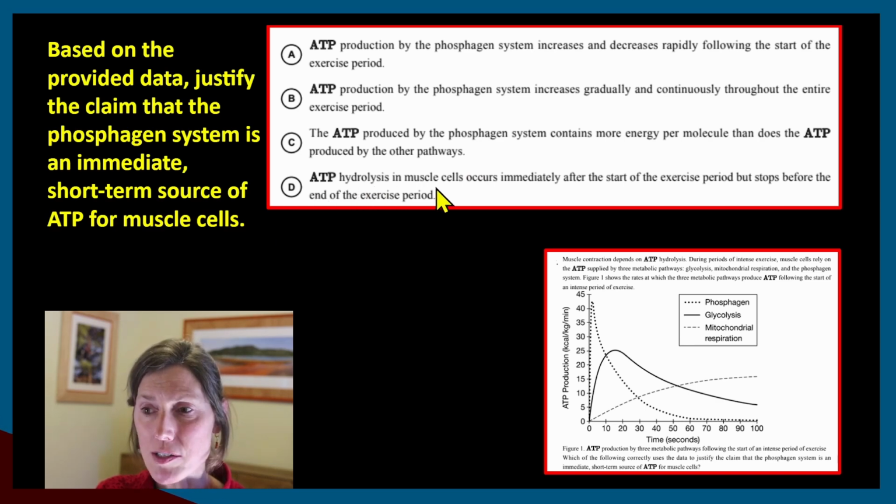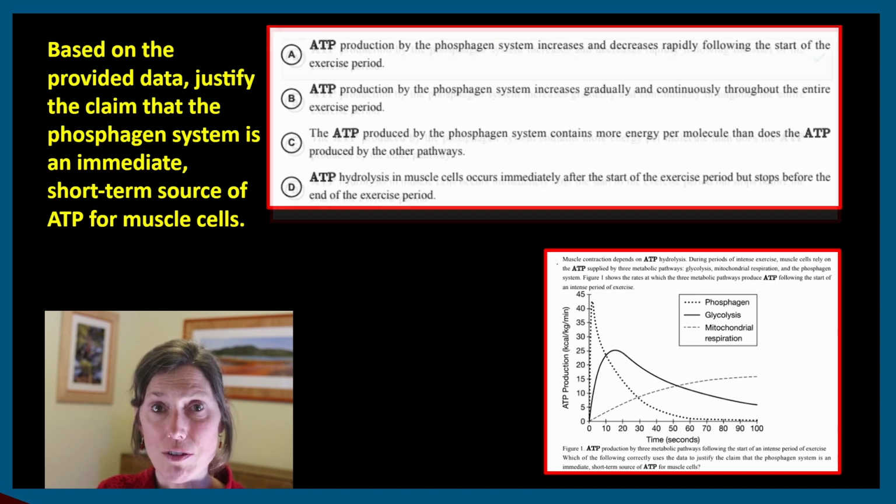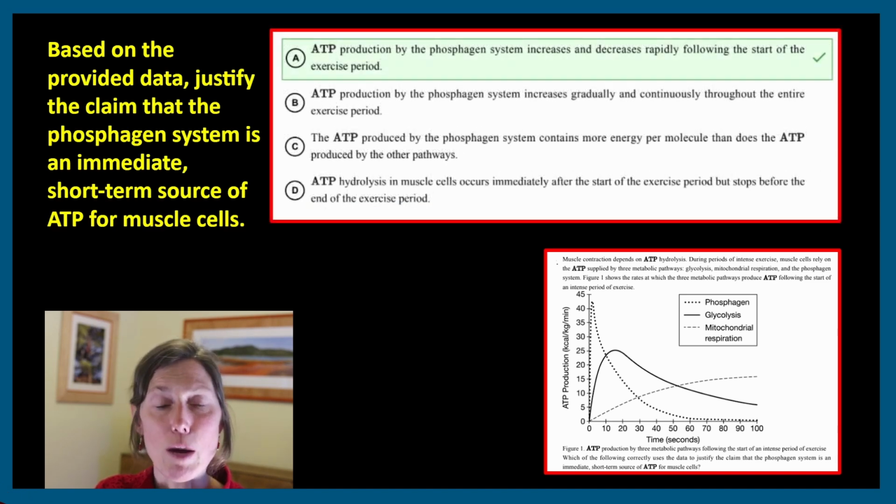D. ATP hydrolysis in muscle cells occurs immediately after the start of the exercise period, but stops before the end of the exercise period. Again, does this choice actually answer the question? So let's take a look at the key. Option A is our best option.